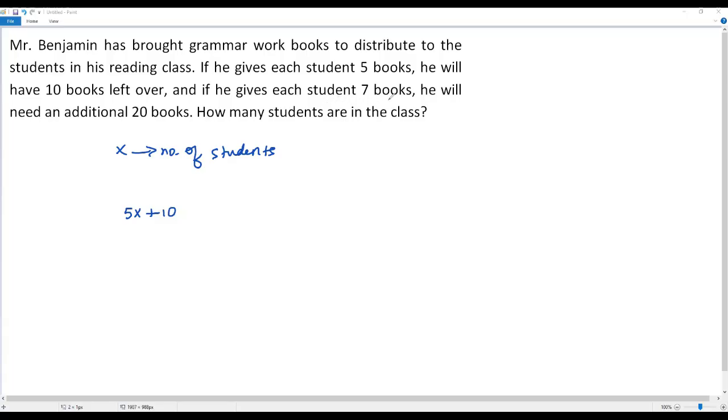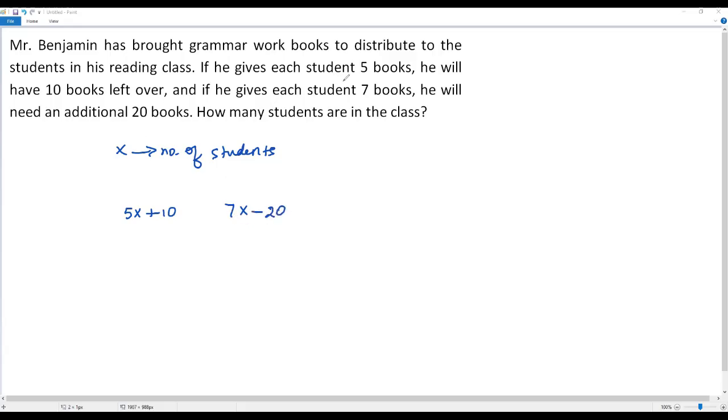If he gives each student 7 books, he will need an additional 20 books. So when he gives each student 7 books, to find the number of books given to the students, we have to multiply the number of students x and the number of books given to each student, that is 7. But when he gives each student 7 books, he has a shortage of 20 books. So shortage means I have to write negative 20 over here.